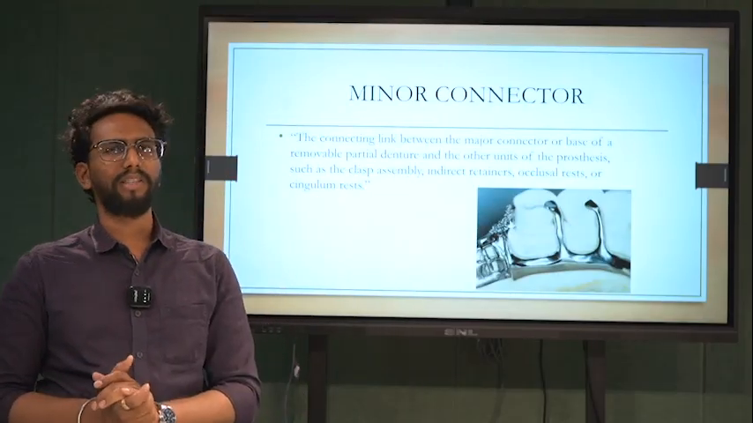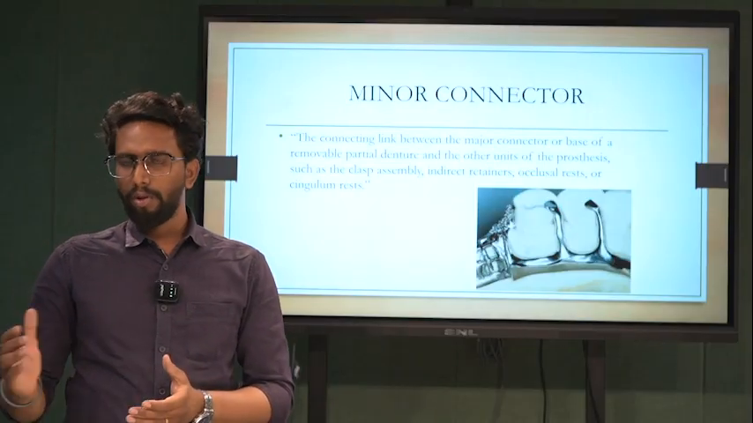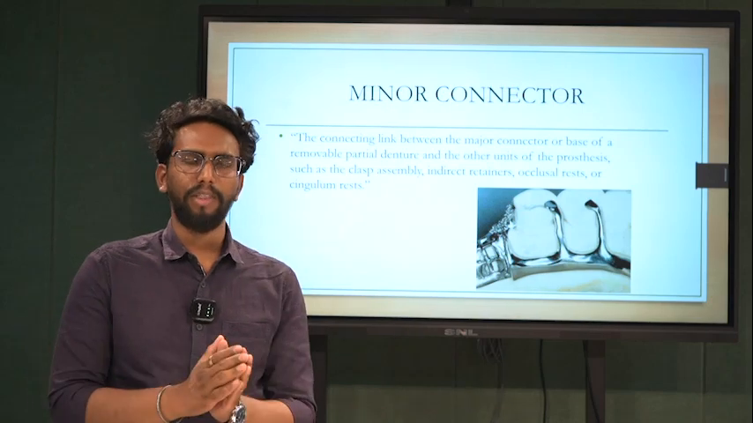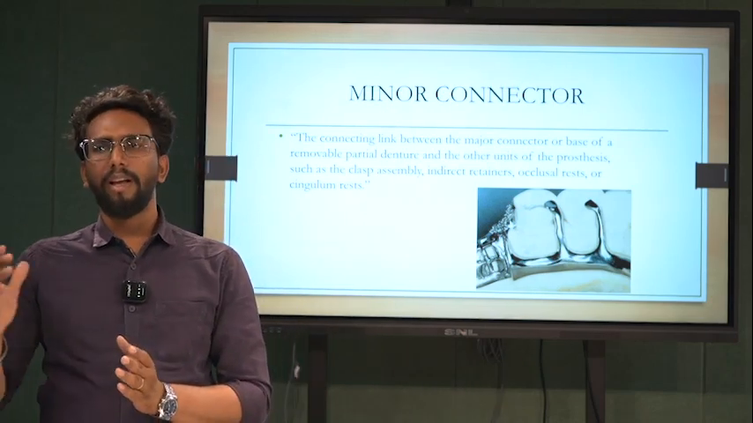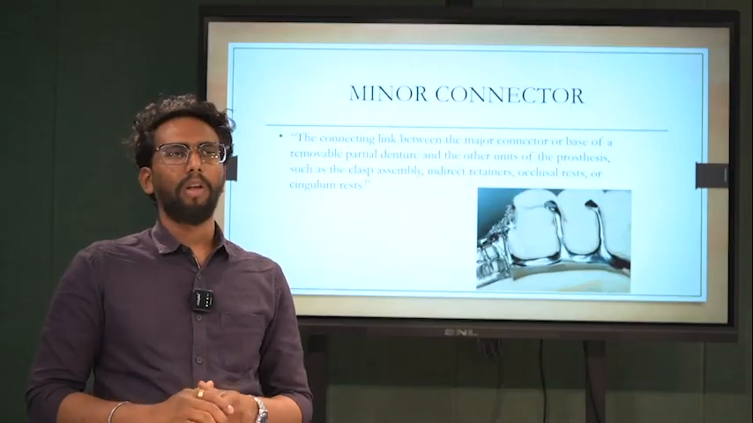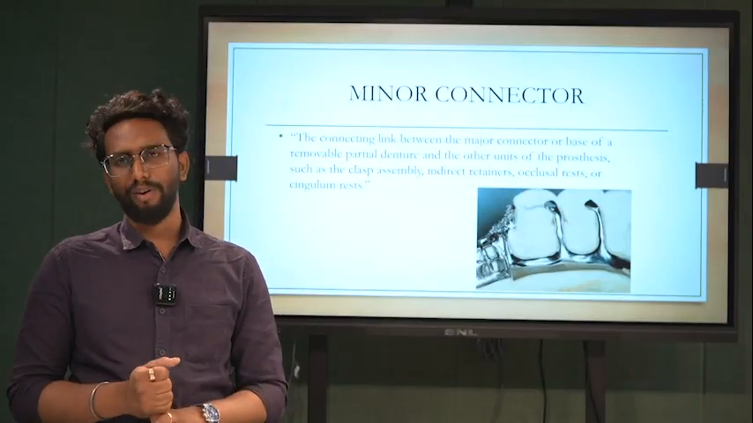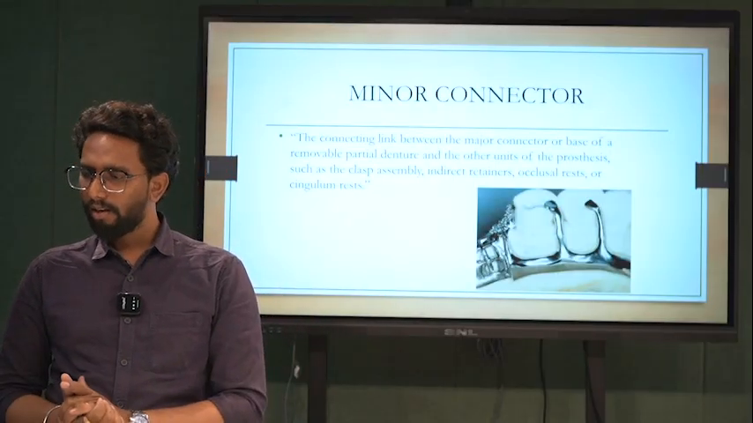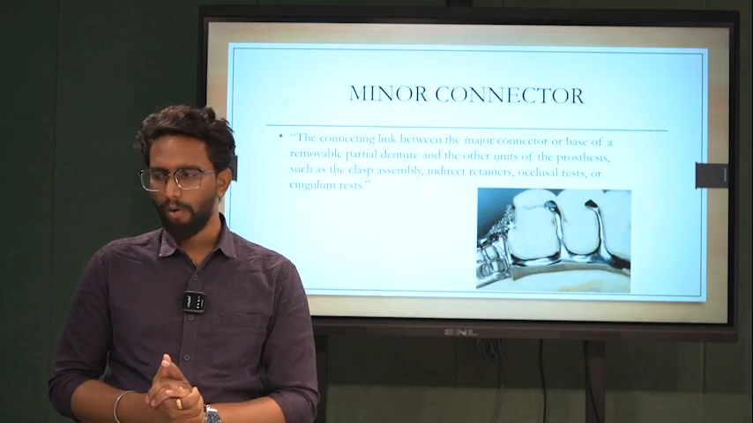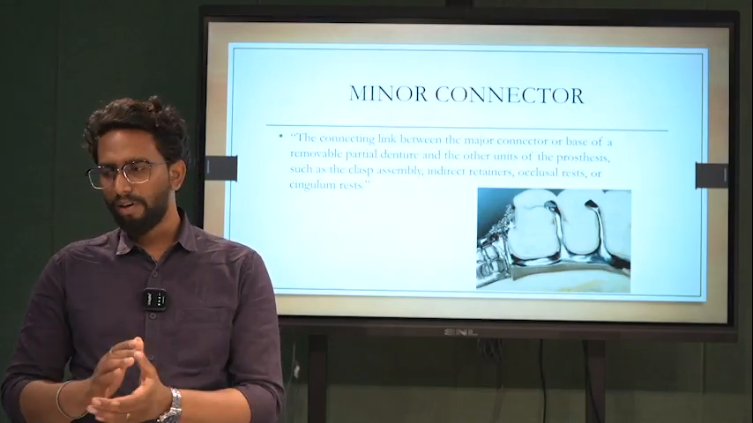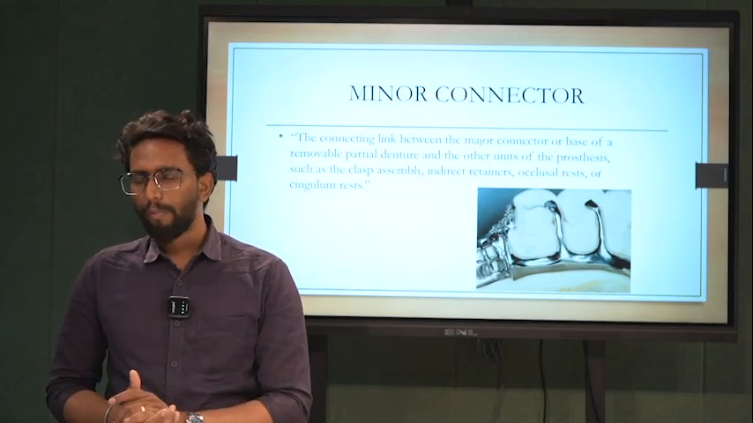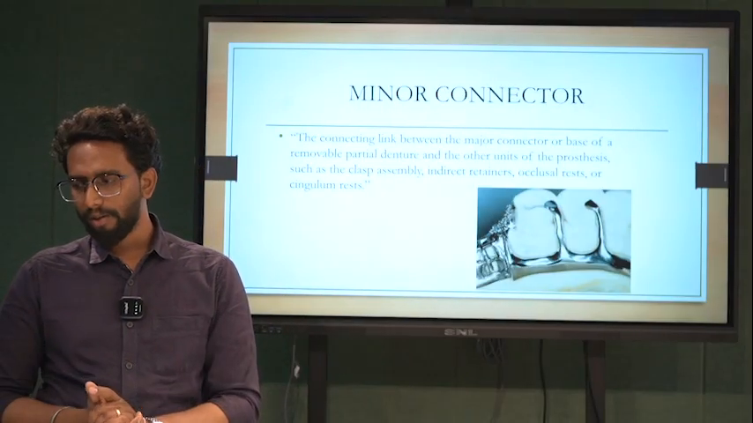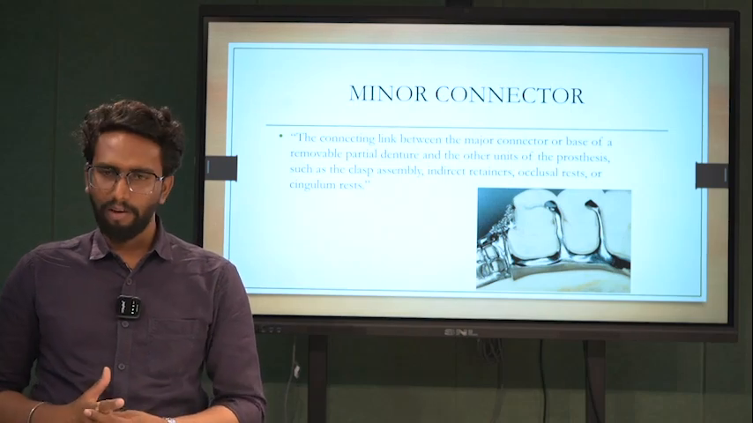Now the next component is the minor connector. The function of the minor connector is to connect the major connector with the other components of the removable partial denture, like the clasp assembly, occlusal rest, denture base and artificial teeth. It is defined as a connecting link between the major connector or base of a removable partial denture and the other units of the prosthesis, such as the clasp assembly, indirect retainers, occlusal rest or the cingulum rest.